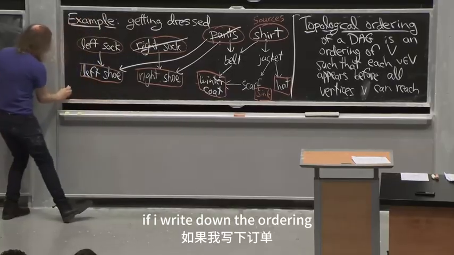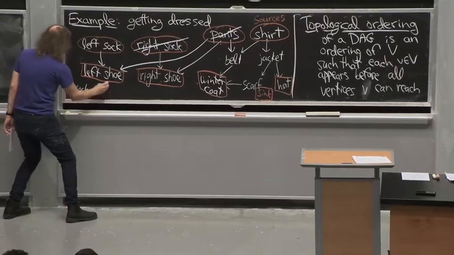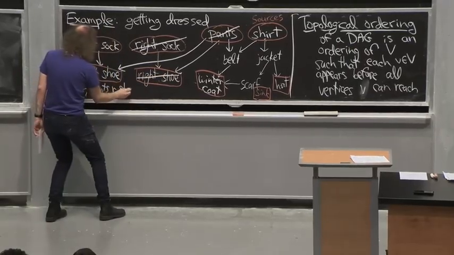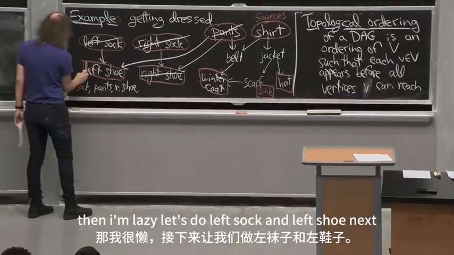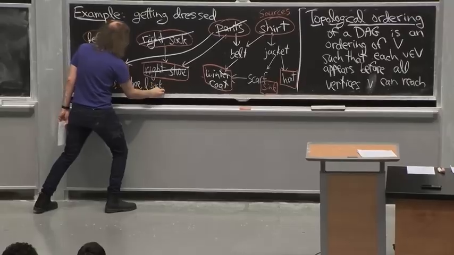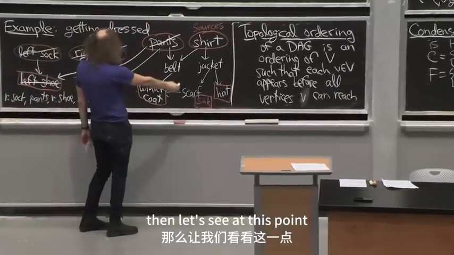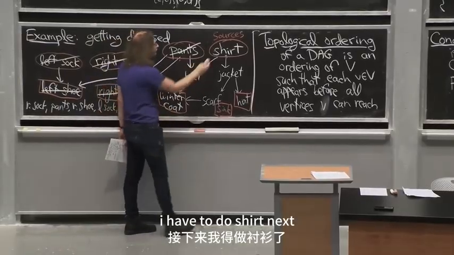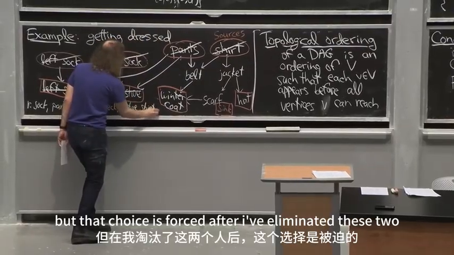So if I write down the ordering, it would be right sock, then pants. Now I'm going to do right shoe. Then, I don't know, I'm lazy. Let's do left sock and left shoe next. Then let's see. At this point, I've eliminated the left half of the graph. The only source is shirt. So I have to do shirt next. I had a lot of choices up till now, but that choice is forced.